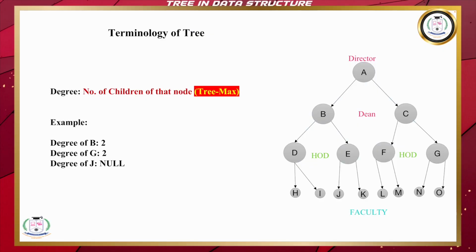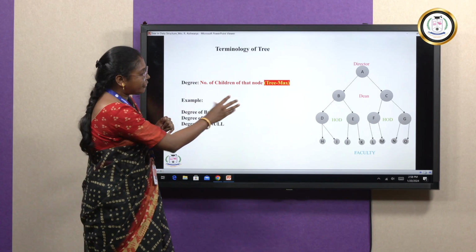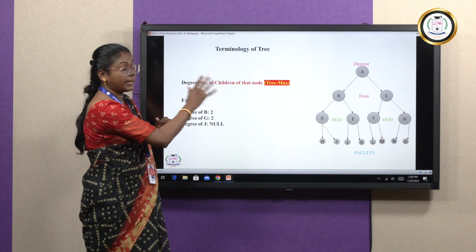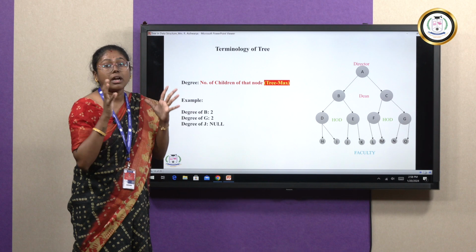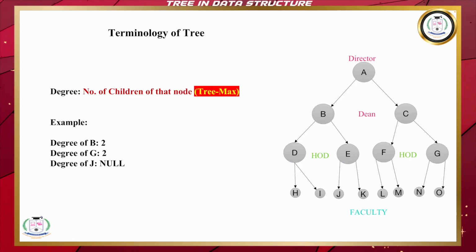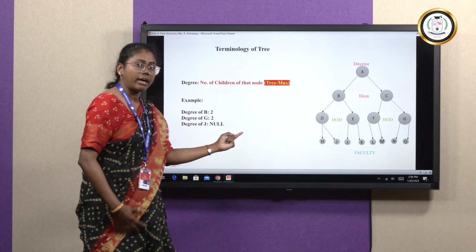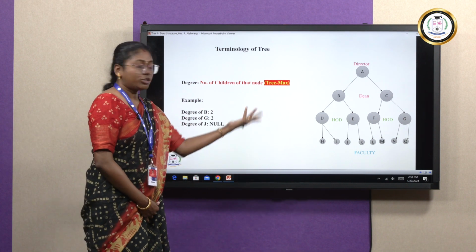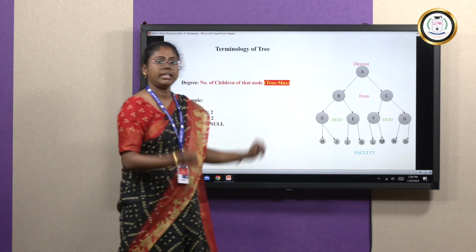And the next one, degree, a very important one. So how do we find the degree? Someone is asking, what is the degree of B? What is the degree of K? What is the degree of G? They are asking separately for each node. So what you have to do? Degree is nothing but the number of children that particular node has. So for example, what is the degree of B? 2. What is the degree of H? H does not have any children, so that is null. So from this what you understood: except the leaf nodes, every node has 2 children.